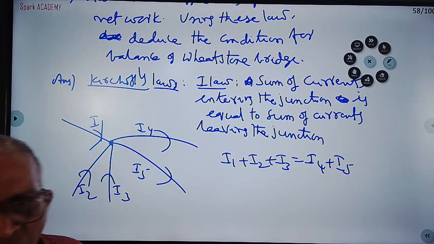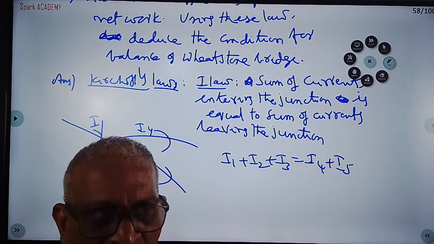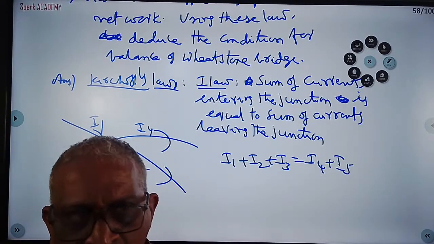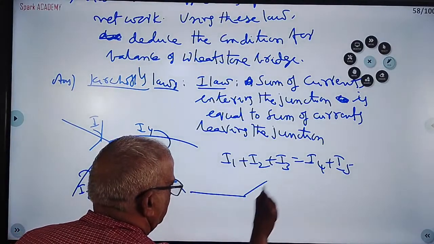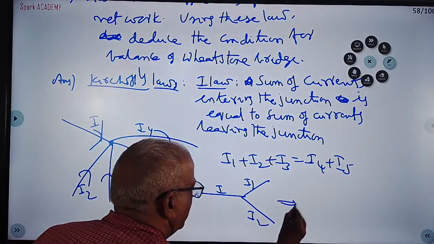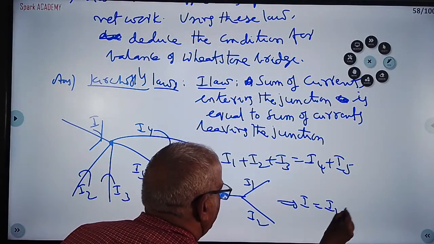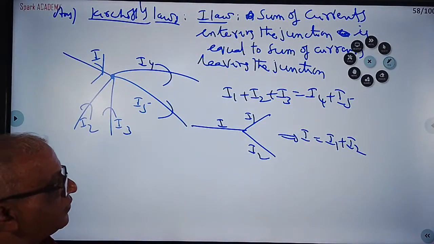Write clearly, students. You can take one current splitting into two currents also. I is equal to I1 plus I2, you can write. You can draw like this also: this is I, this is I1, this is I2. What does this imply? I is equal to I1 plus I2. This is also Kirchhoff's law, for a simple circuit. A complicated network will look like this.